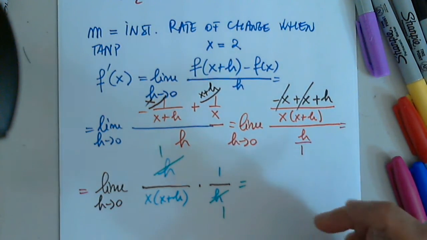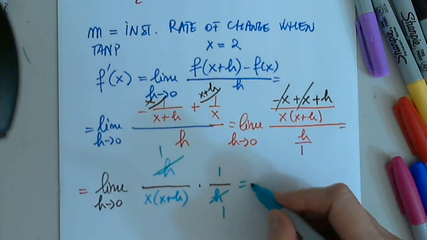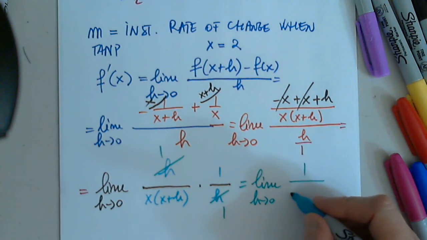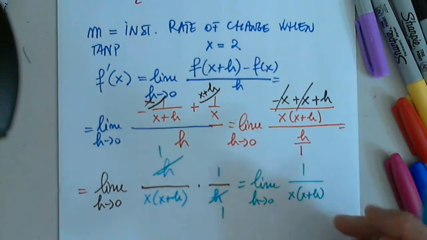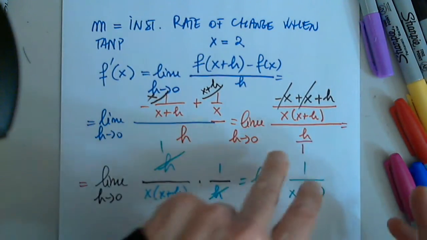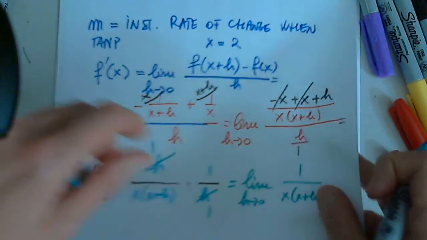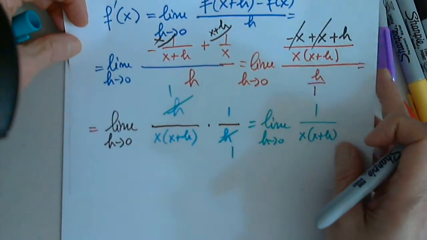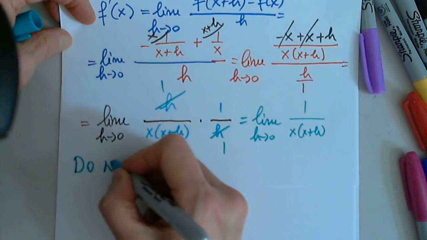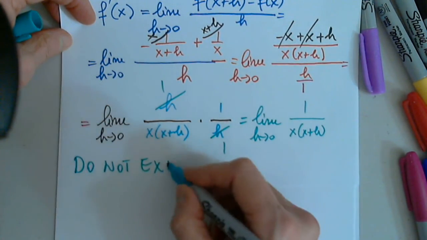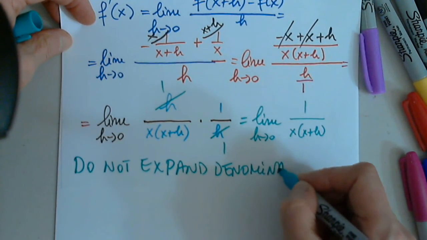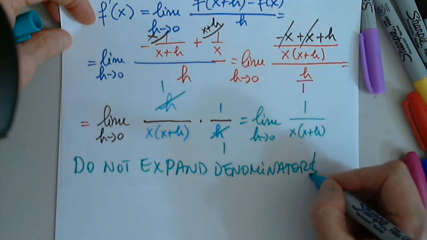So the limit as h approaches 0 is 1 over x squared plus xh. We'd never multiply factors in the denominator. Oh, so I just had to say that first? Yeah. Never multiply factors in the denominator. We wrote that before, I think, but let's write it again. Do not expand denominators, please.